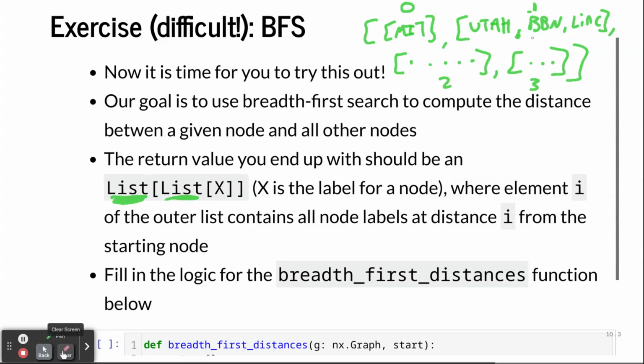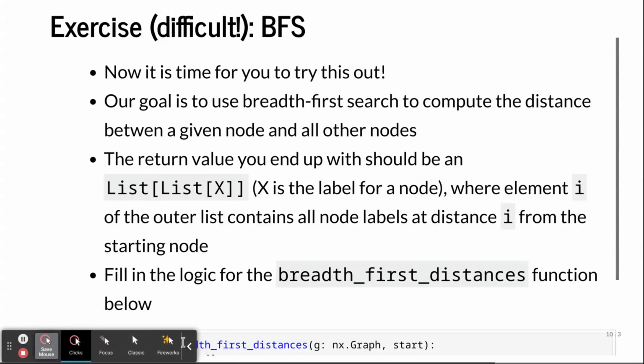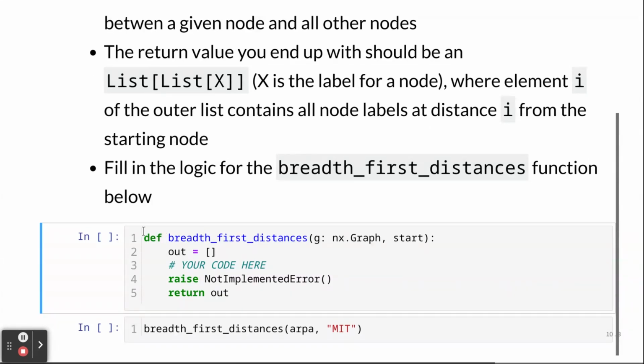So what we would like for you to do is to fill in the function below for how to implement this algorithm. When we give you the notebook, we'll give you a little bit more detail here on exactly what that should look like. So go ahead and pause the video and do your best to solve for what the breadth first distances algorithm might look like. And when you're finished, you can return here where we will actually go through and code it up.